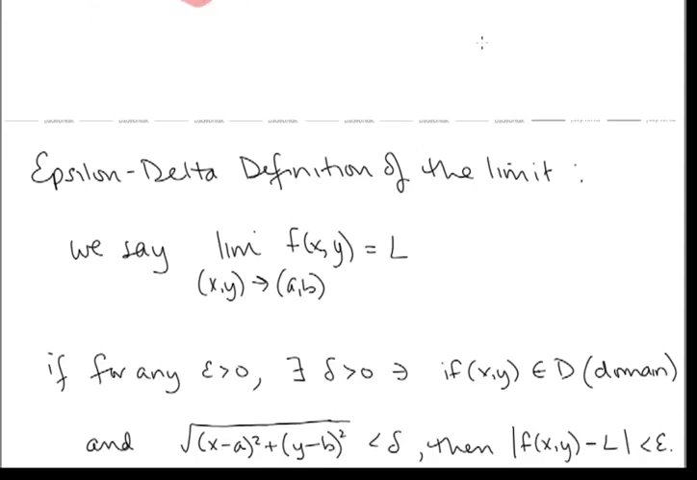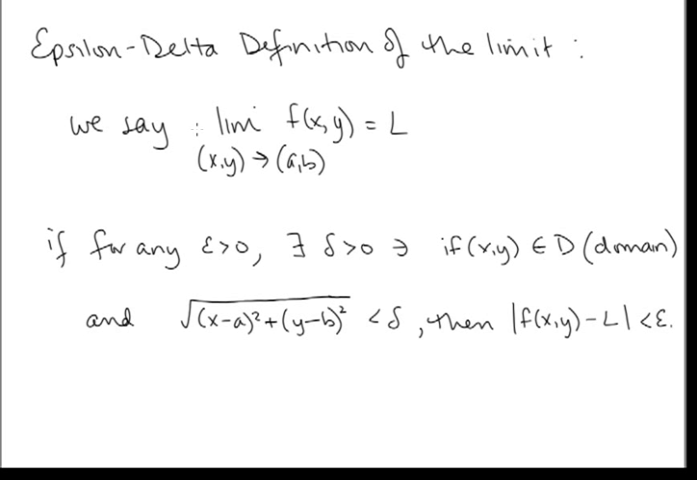This is the epsilon-delta definition of the limit. We say that the limit of f as (x,y) goes to (a,b) is equal to L if, for any epsilon greater than 0, there exists delta also greater than 0, such that if (x,y) is in the domain, and if the distance between (x,y) and (a,b) is less than delta, then the absolute value of f(x,y) minus L is less than epsilon.